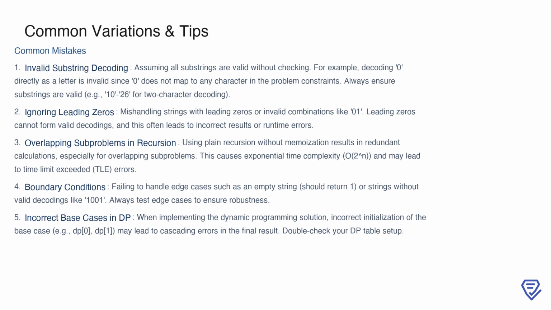Boundary conditions are another critical area. For instance, an empty string should return 1, but strings like 1001 that don't allow any valid decodings must be carefully handled to avoid incorrect outputs. Lastly, when implementing a dynamic programming solution, initializing the base cases, such as dp[0] and dp[1], incorrectly can propagate errors throughout your DP table. Be meticulous with these setups to ensure your solution works as intended.